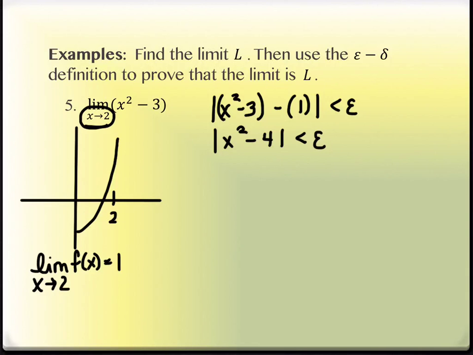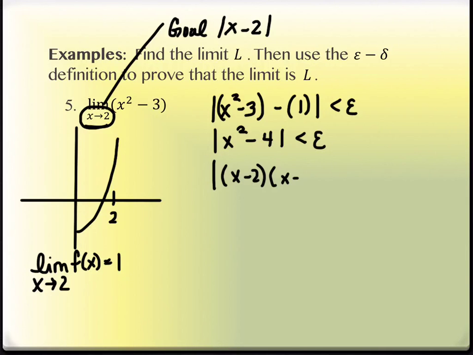Now, before I do, let's go back up and look at what our goal was up here. This right here tells me what our goal is at the end. Our goal at the end is to get x minus that x value that we're approaching, so in this case, x minus 2. That's what I'm looking for. Now, if I factor what's on this side, I have x minus 2 and x plus 2, like you guys mentioned. So is one of those pieces what I want? Sure is. One of those pieces is, in fact, what I want.